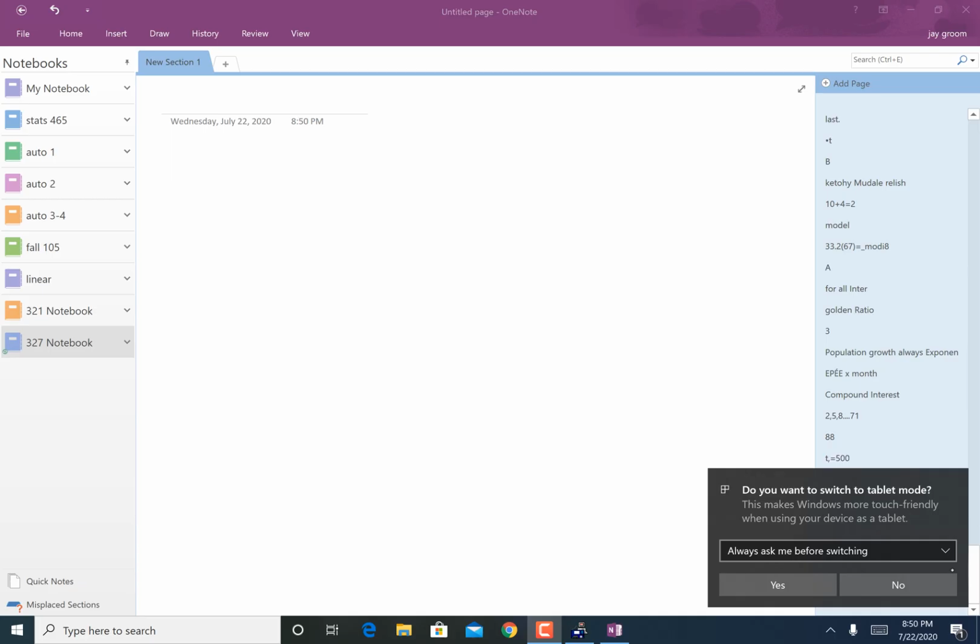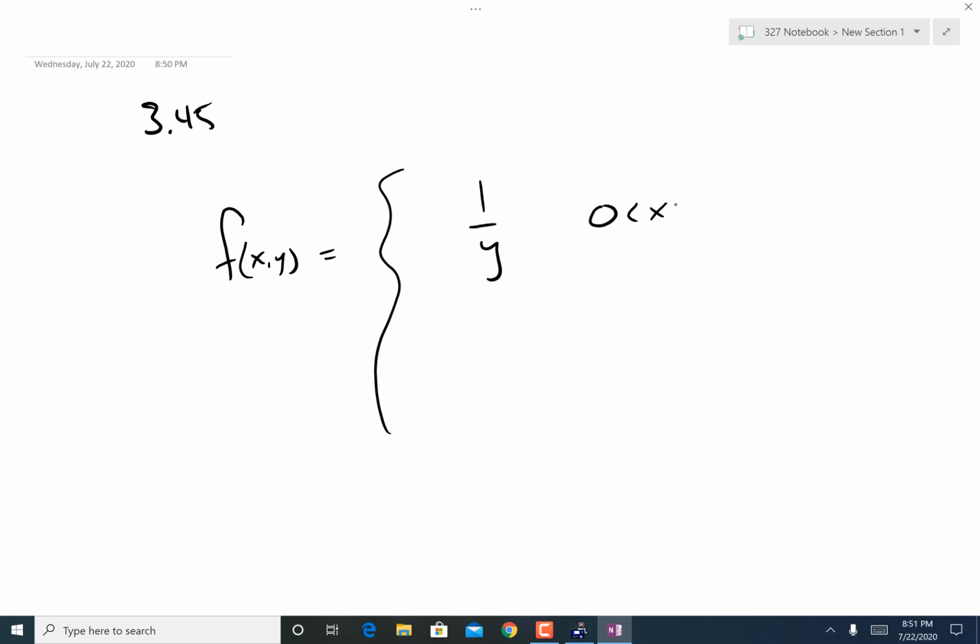All right, so it's the 3.45 problem. Okay, so the game is X and Y have this joint distribution. Now it looks weird because X doesn't show up in it. And what we're saying is X has to always be less than Y. It's pretty clear there, and then 0 elsewhere.